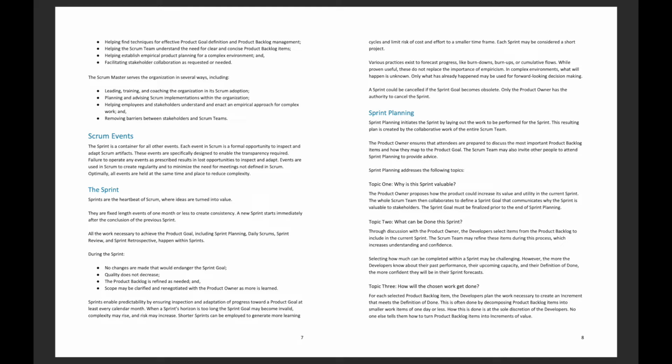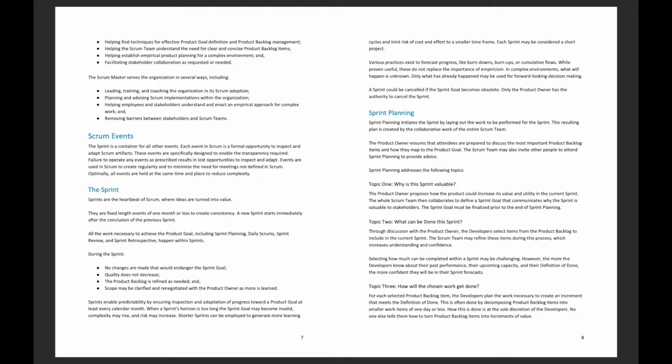Sprints enable predictability by ensuring inspection and adaptation of progress towards a product goal at least every calendar month. When a sprint's horizon is too long, the sprint goal may become invalid, complexity may arise, and risk may increase. Shorter sprints can be employed to generate more learning cycles and limit risk of cost and effort to a smaller time frame. Each sprint may be considered a short project.